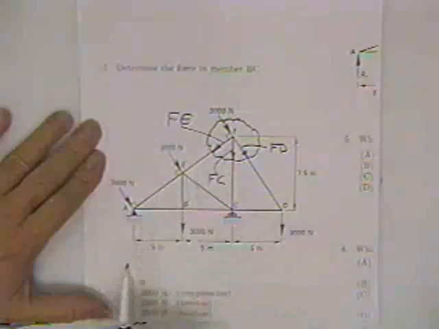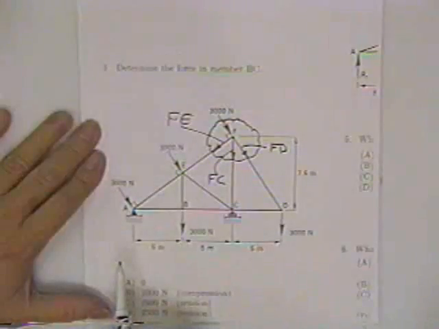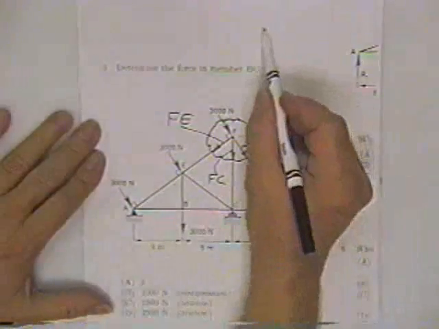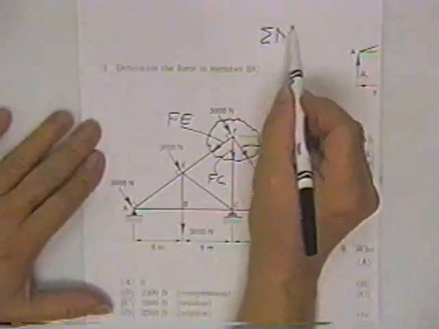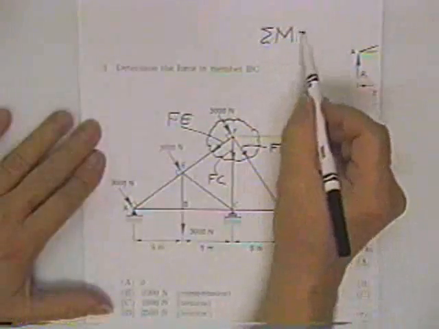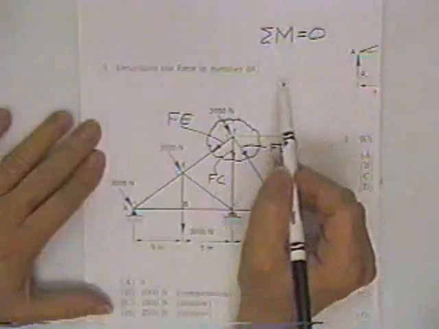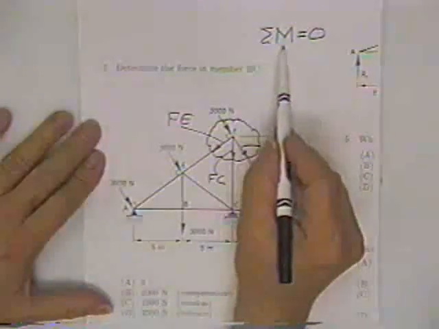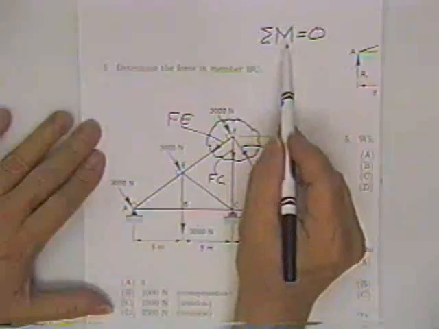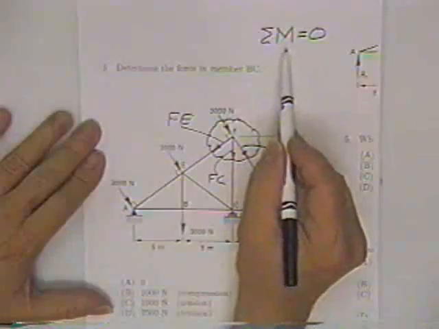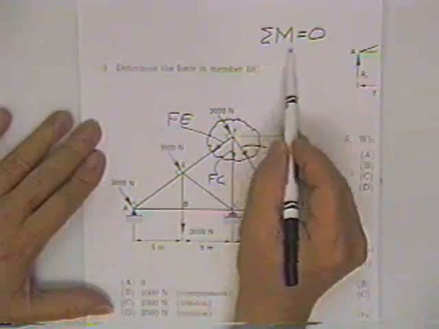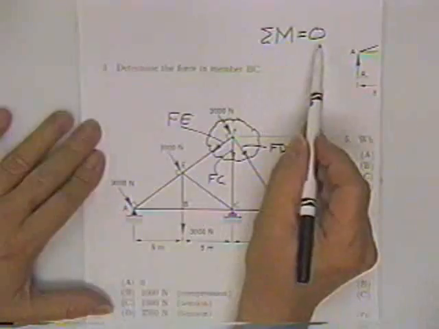But since there's 3 unknowns coming into that point, you're not likely to get an answer. The reason is, the most powerful equation you've got is the sum of the moments about any point equals 0. The reason that's such a powerful equation is because you can pick your point so that a lot of the forces go through that point and have no moment arm. That wipes a bunch of them out.